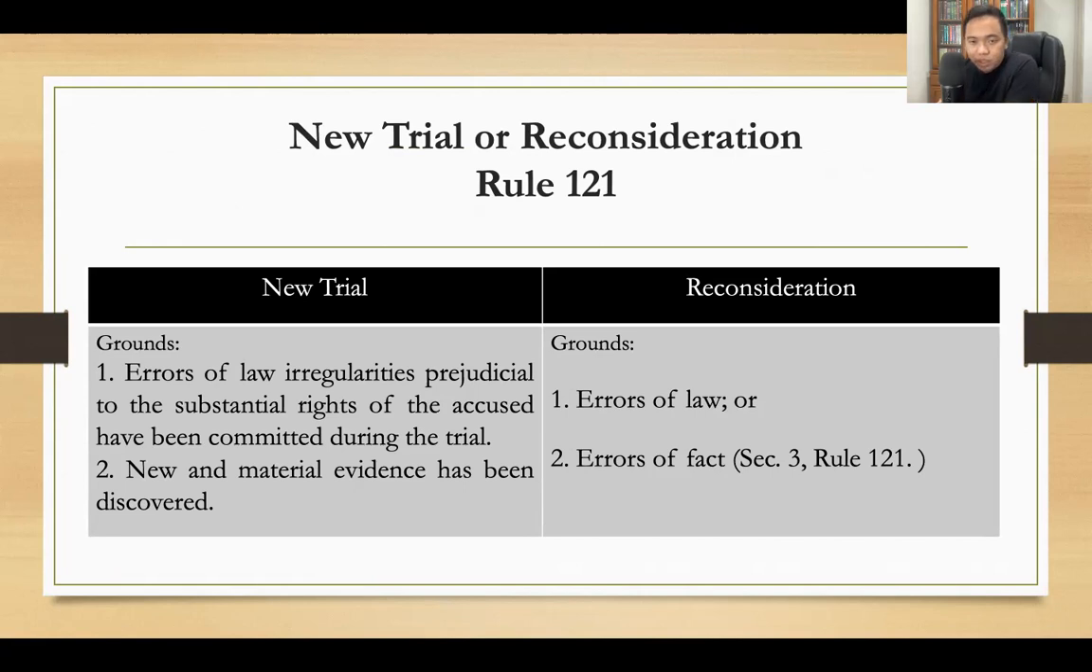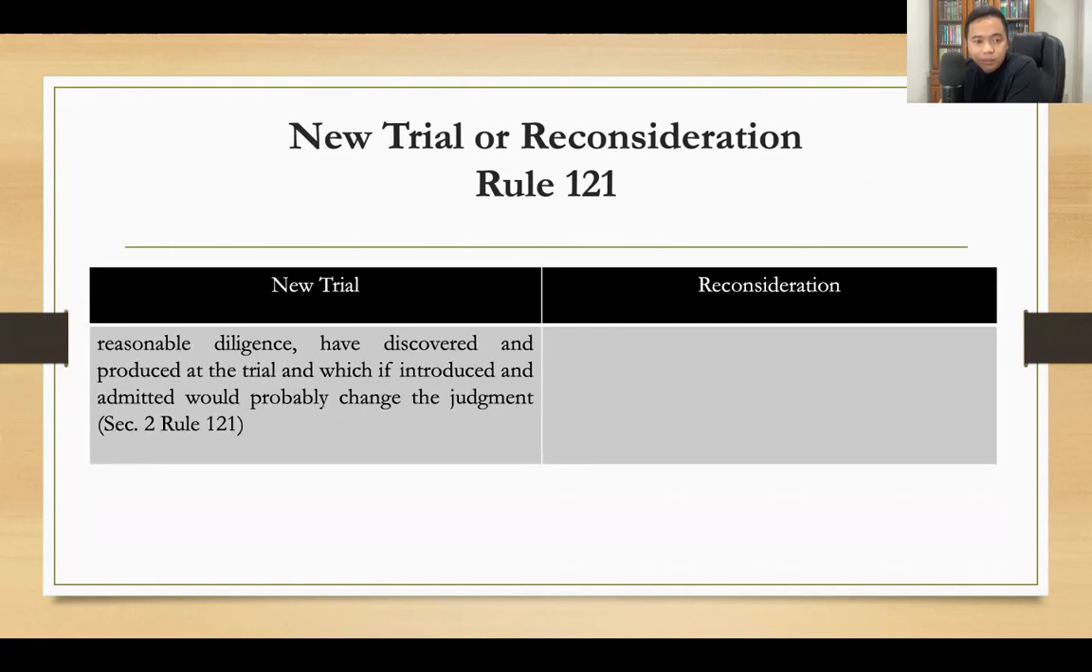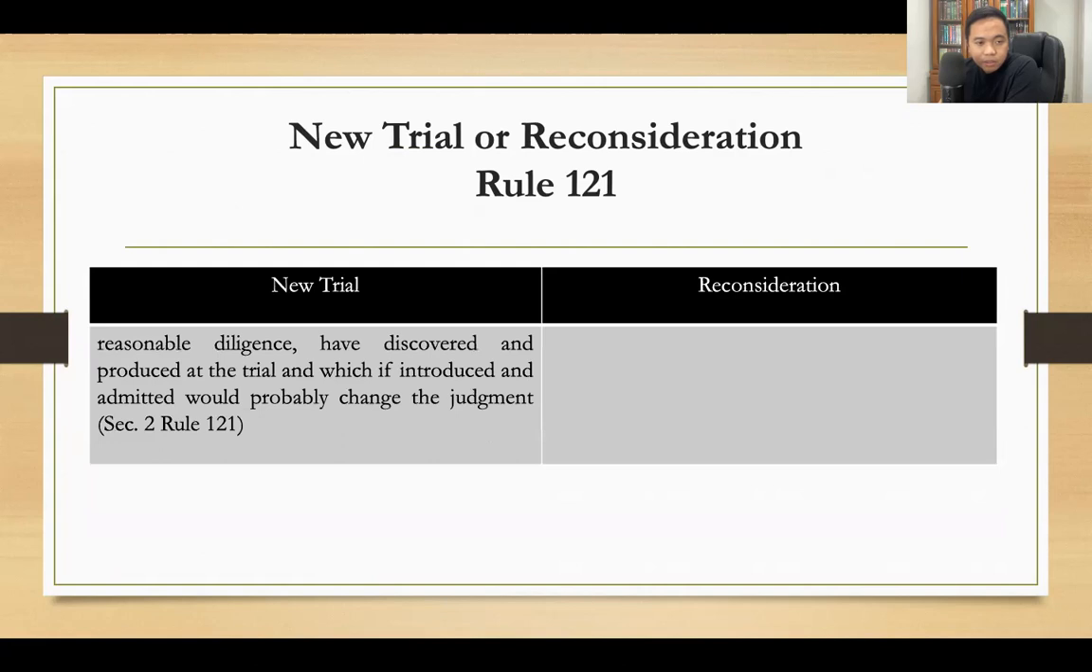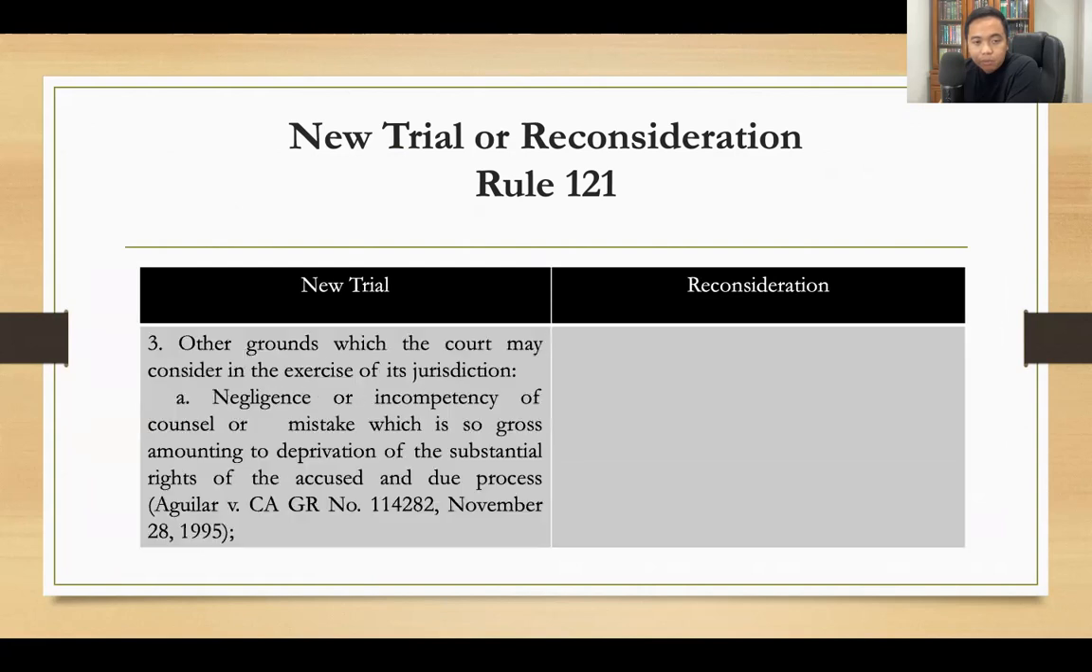A motion for reconsideration, on the other hand, is based on an error of law or an error of fact. So these are the two grounds of a motion for reconsideration. Again, error of law or error of fact. In a motion for new trial, the new and material evidence has been discovered with reasonable diligence, and could not have been produced at the trial, and which, if introduced and admitted, would probably change the judgment.